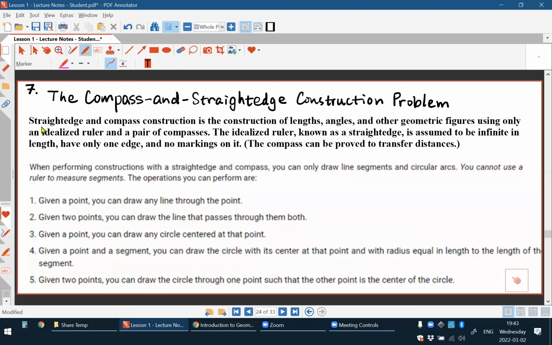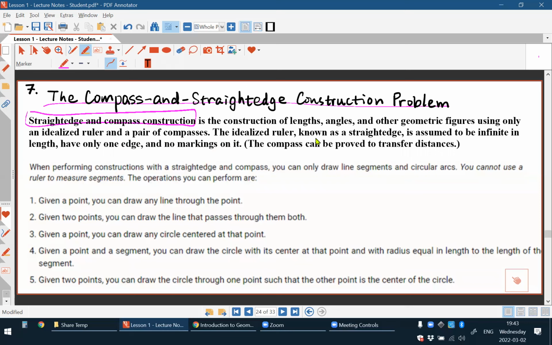Okay, then let's check the concept of compass and straight edge construction problem. This is a commonly seen problem in geometry class. First of all, let's see the definition of the problem. Straight edge and compass construction is a construction of lengths, angles, and other geometric figures using only the idealized ruler and a pair of compasses.